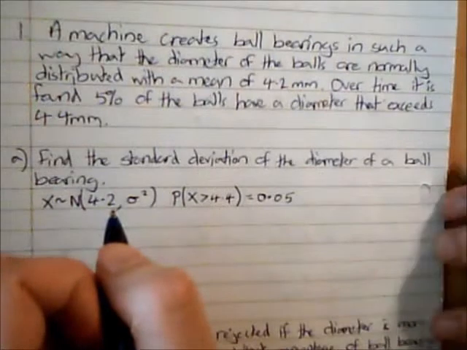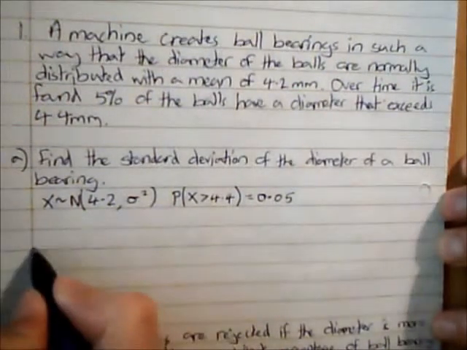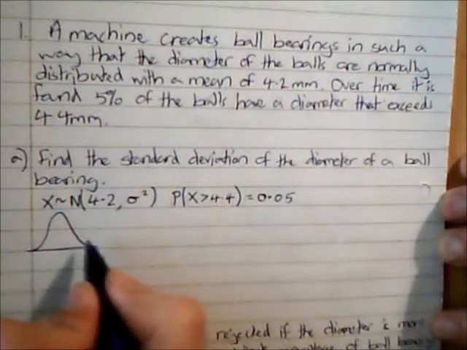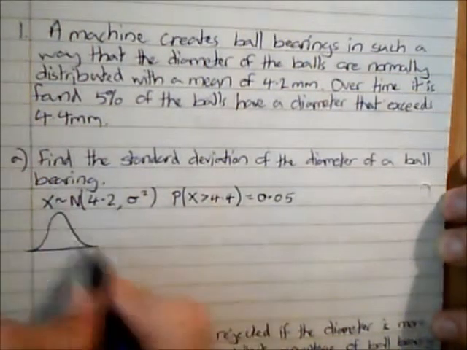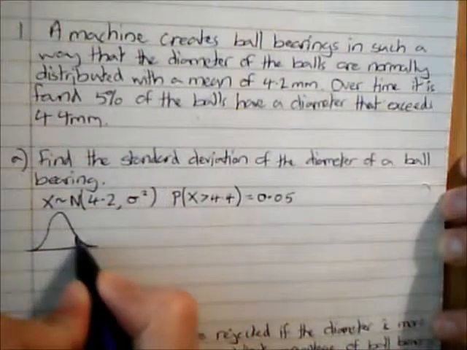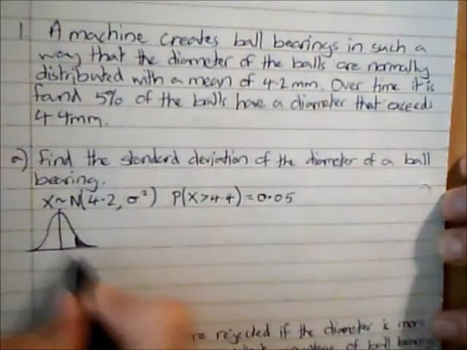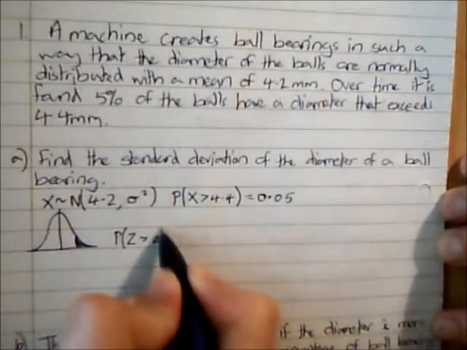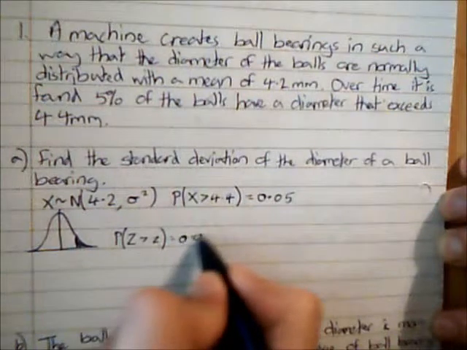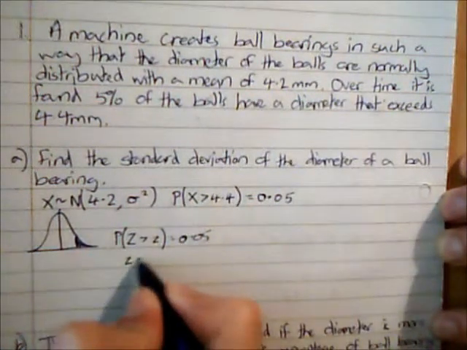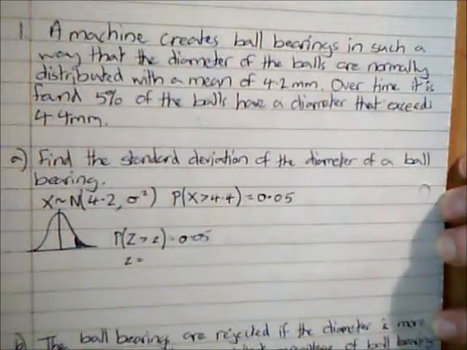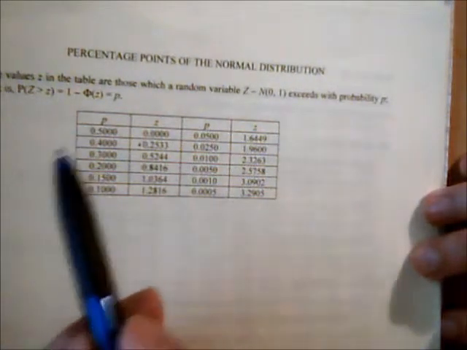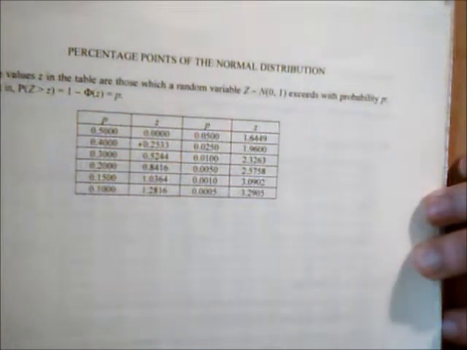So what are we going to do here? Well, let's do a little sketch. Looking at something being greater than 4.4 is very tiny indeed, 0.05, so that's relating to this kind of probability. So the probability that Z exceeds little z is 0.05. What value of z does that relate to? Well, let's look that up. We can look up 0.05 here, and that's 1.6449.